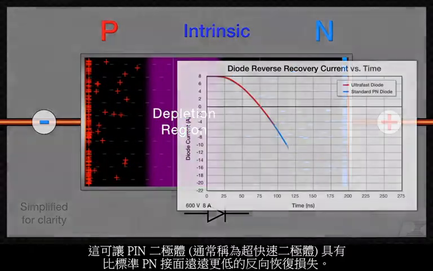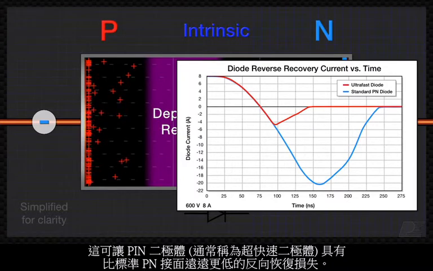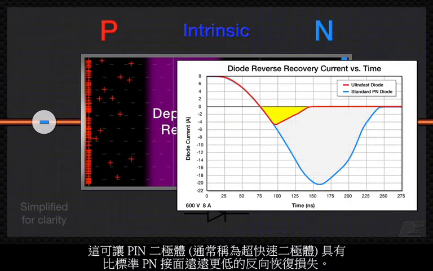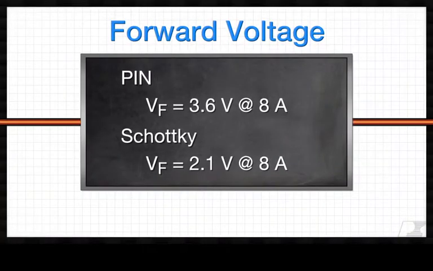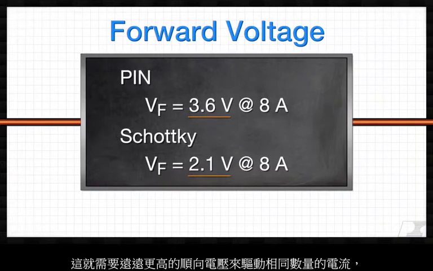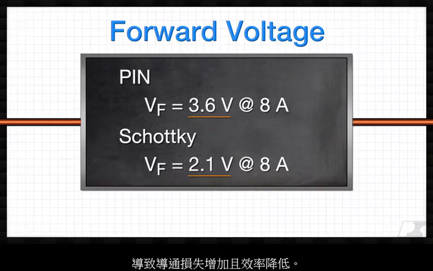This allows PIN diodes, commonly referred to as ultrafast diodes, to have much lower reverse recovery losses than a standard p-n junction. But the larger junction thickness brought by the intrinsic material requires a much higher forward voltage to drive the same amount of current, causing increased conduction losses and lower efficiency. Qspeed diodes solve this problem using three-dimensional mechanical features called P-wells, offset by Schottky contacts, to get the best of both PIN and Schottky junctions in the same device.